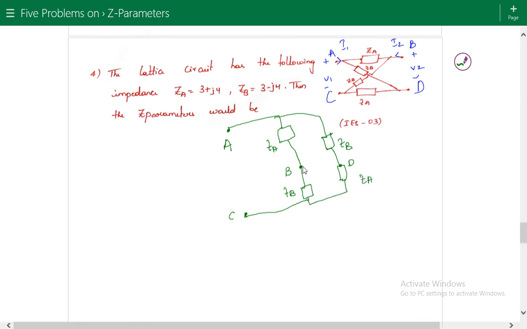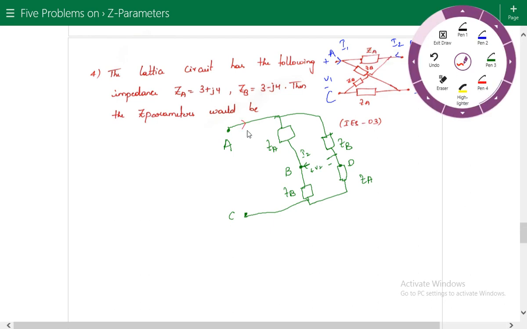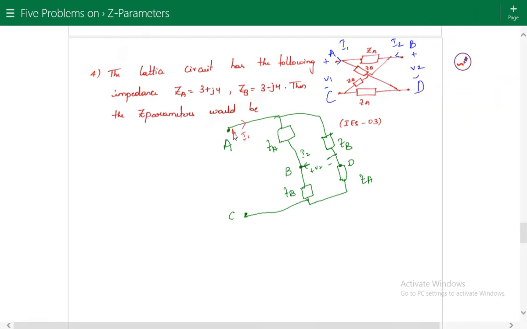Now, what is the current flowing in from B? This is I2 current, and this is plus minus V2. V2 is the voltage drop across the B and D terminal. This is I1 current, and this will be your V1 voltage. Now from this network, we need to find out the values of the Z parameters.